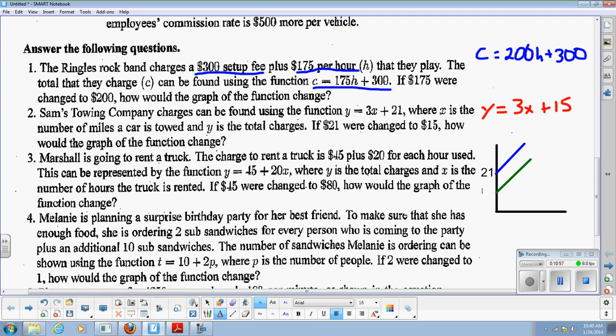So what you want to write in this case is that because the y-intercept is less, the graph starts lower on the y-axis. Because the y-intercept is less, the graph starts lower on the y-axis. Please pause the video and write that down.